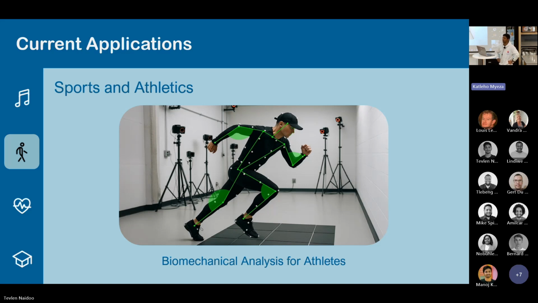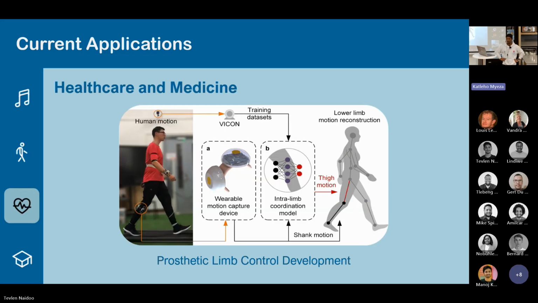Like, for example, if you're a runner, a sprinter, a long jumper, you can actually get your optimal stride parameters by using motion capture. If you're a footballer, you can get your foot strike patterns. If you're a golfer, you can get the power generation of your shots and the consistency, things like that. In healthcare, they actually use it for something really cool. They use it for development of prosthetic limbs.